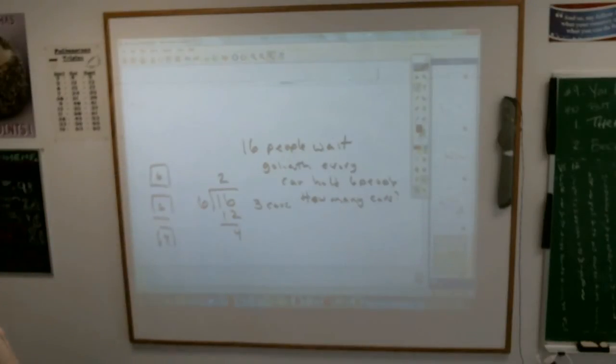So make sure, as you do those division problems, that you check to see if you can actually have a remainder for that.